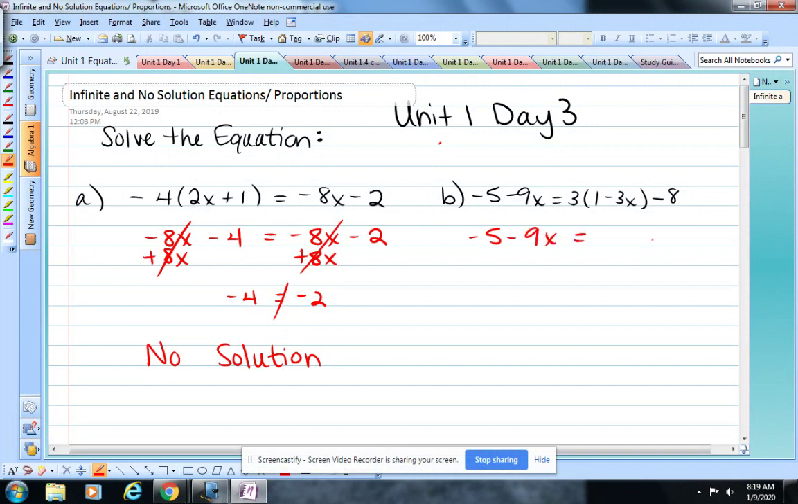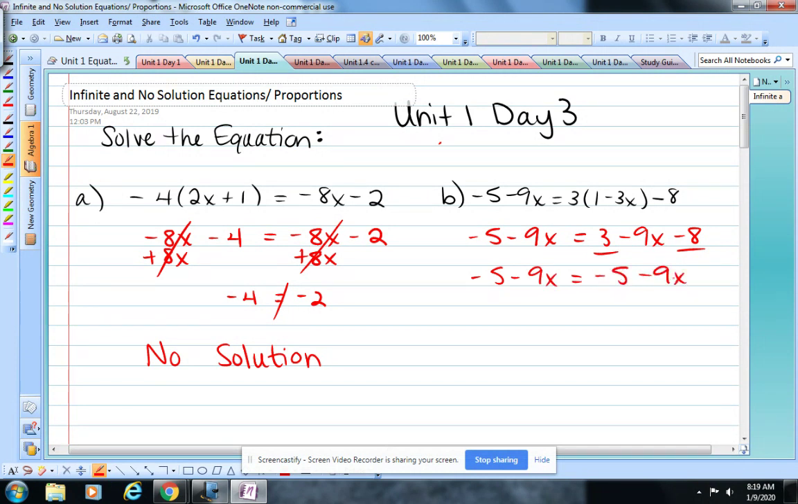And then you distribute. What's 3 times 1? What's 3 times negative 3x? Negative 9x, and then copy your minus 8. Now what do you think we need to do? Yeah, the right-hand side has like terms. What's 3 minus 8? So negative 5 minus 9x equals negative 5 minus 9x.